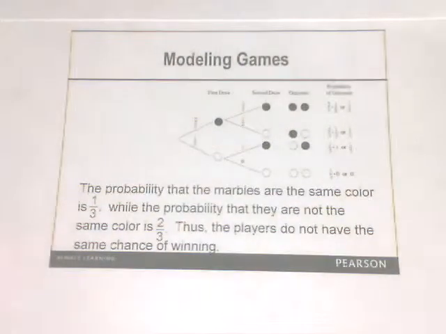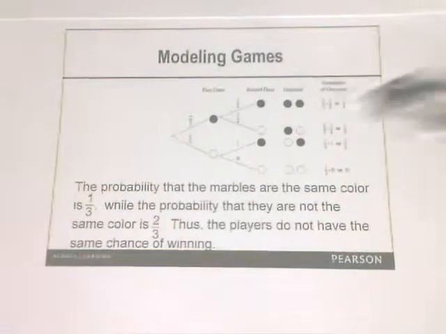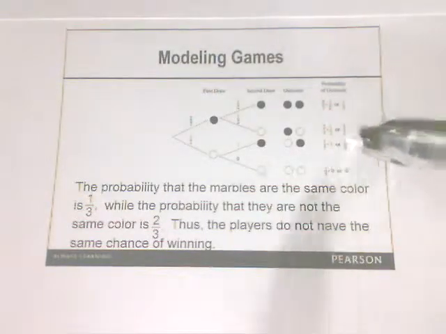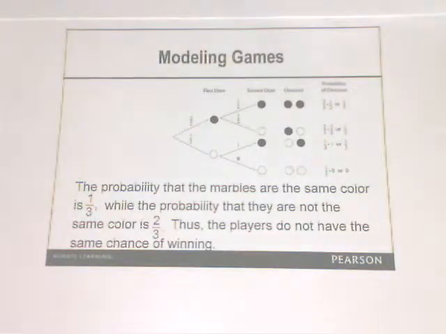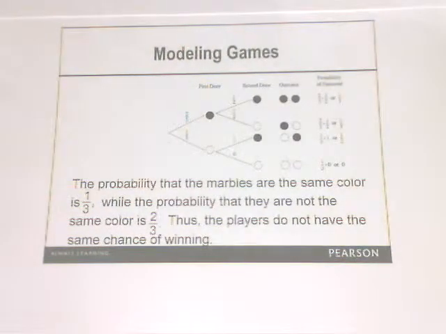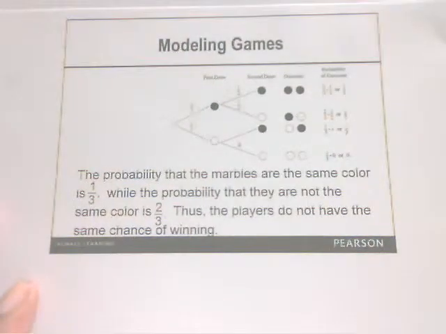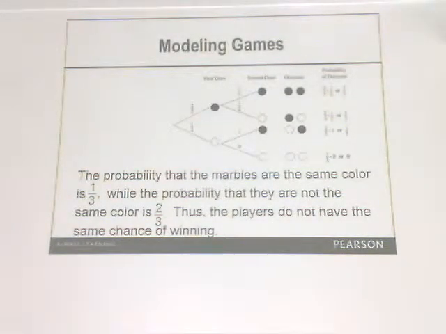And as you can see here, the probability that the marbles are the same color is 1/3, while the probability that they are not the same color is 2/3. That's these 2 outcomes here. That's 1/3 plus 1/3, that's 2/3. So the players do not have the same chance of winning. And that would conclude this particular video on multi-stage experiments with tree diagrams and geometric probabilities.